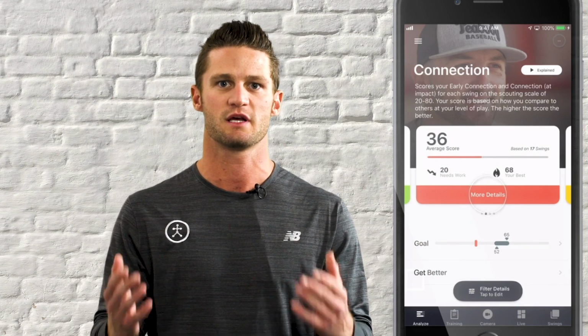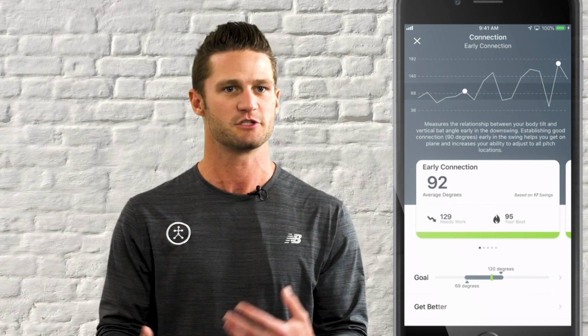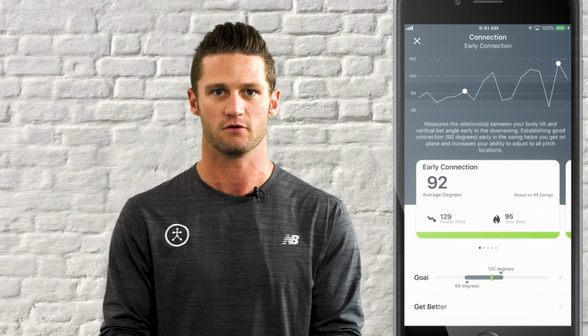Head to the screen where you can see your early connection scores and the swings that you've taken. You'll see that you have an average, a low, and a high of where you fall. You'll also see you have a nice graph at the top to see how much your range changes. Now, it's important to look at the average because you want to know on average what's your early connection. In this example, it looks pretty good. It's pretty close to 90 and right in our ideal range.